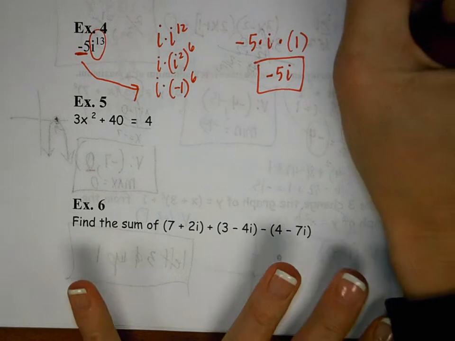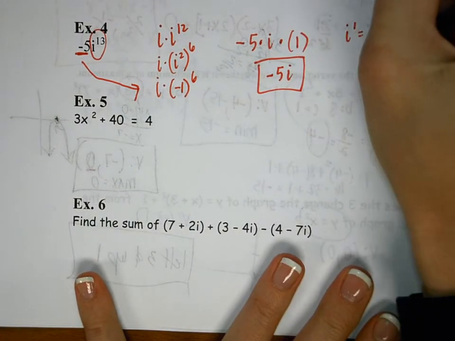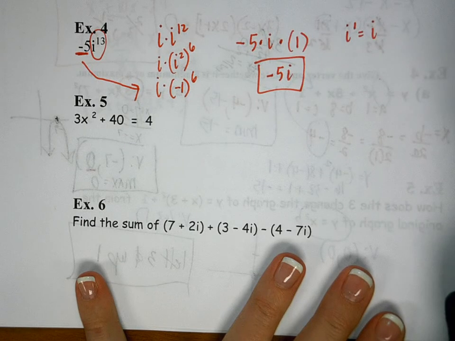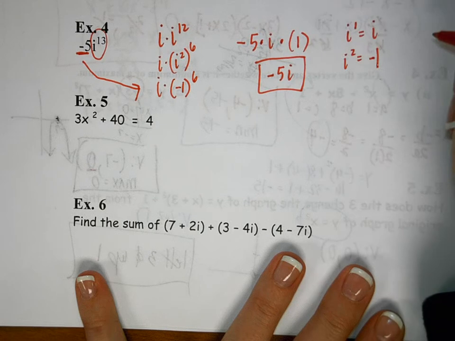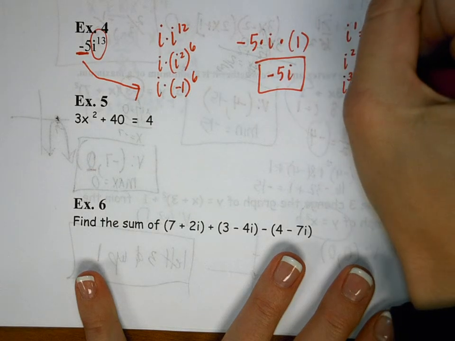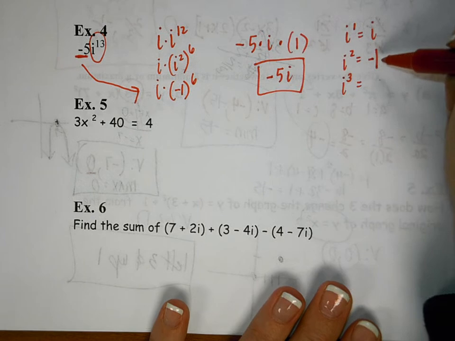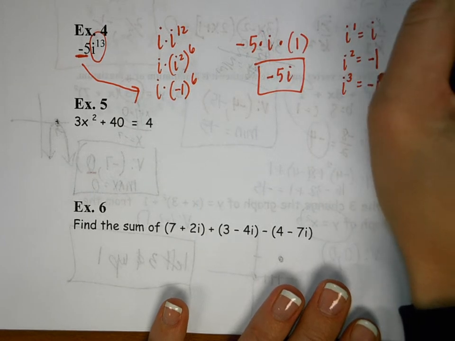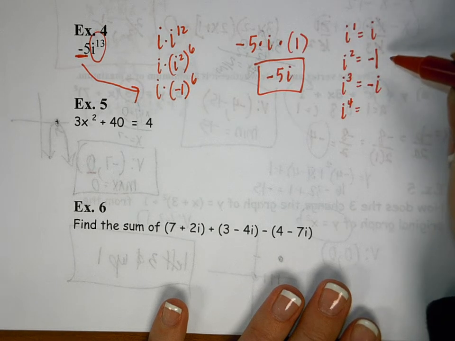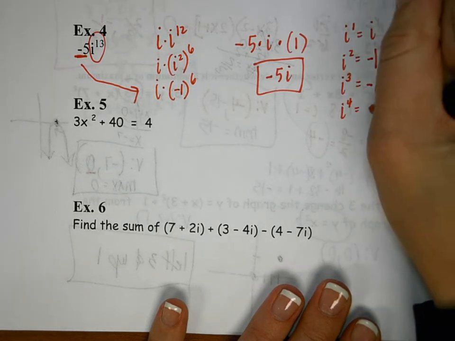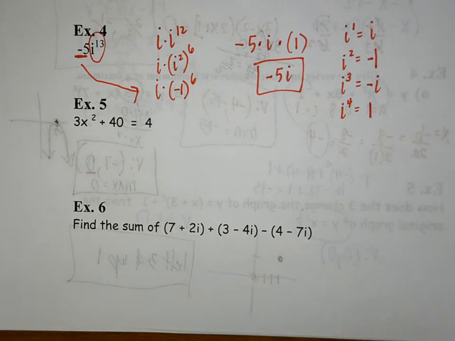So remember that i to the first is i. i to the second power is negative 1. i to the third is i times negative 1, right? So i to the third is negative i. i to the fourth ends up being negative 1 times negative 1, which is a positive 1. And then it'll keep going in that same pattern. Okay.